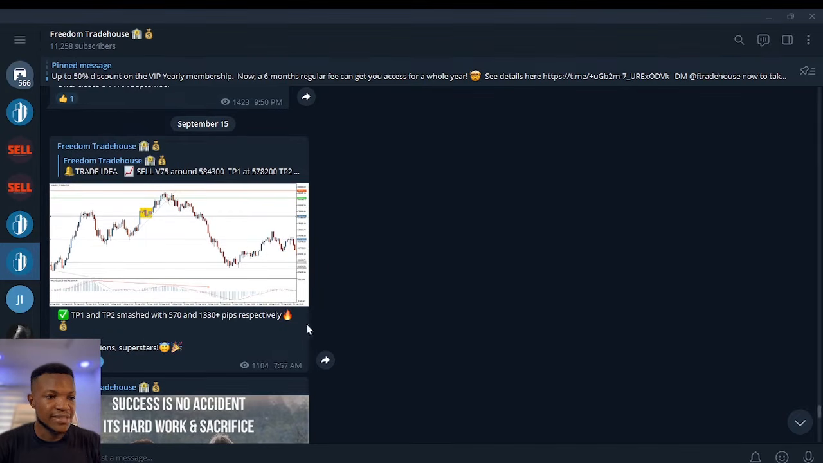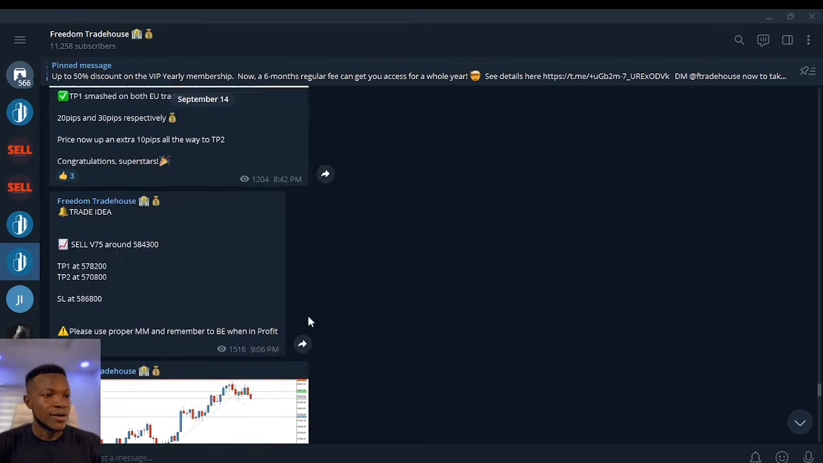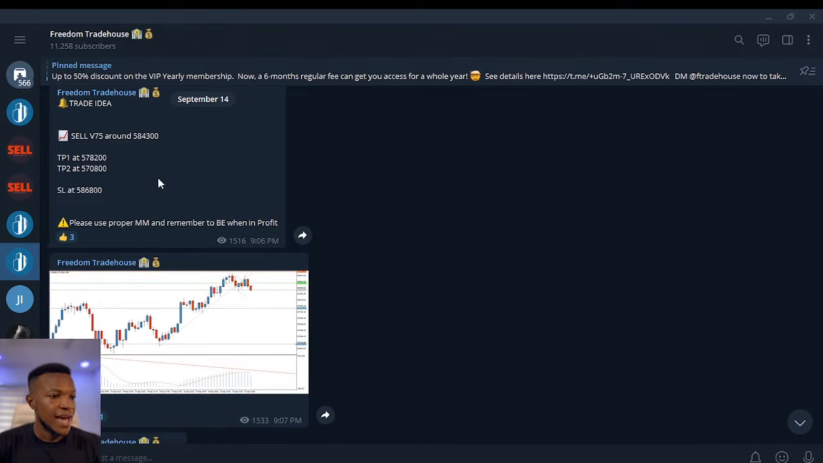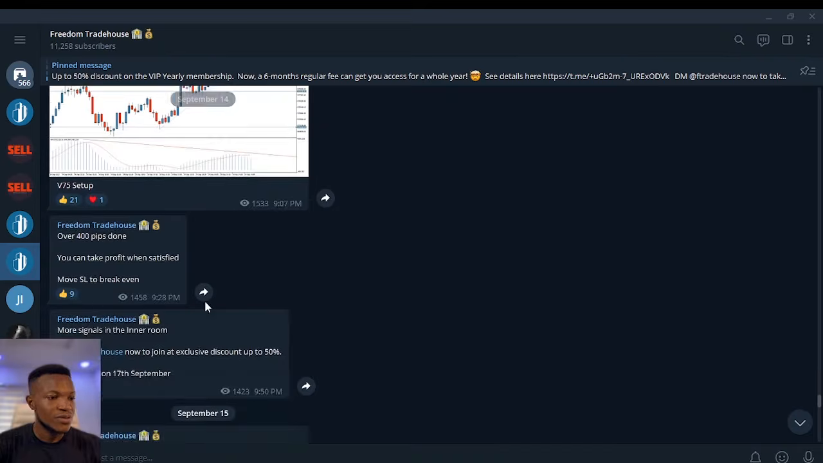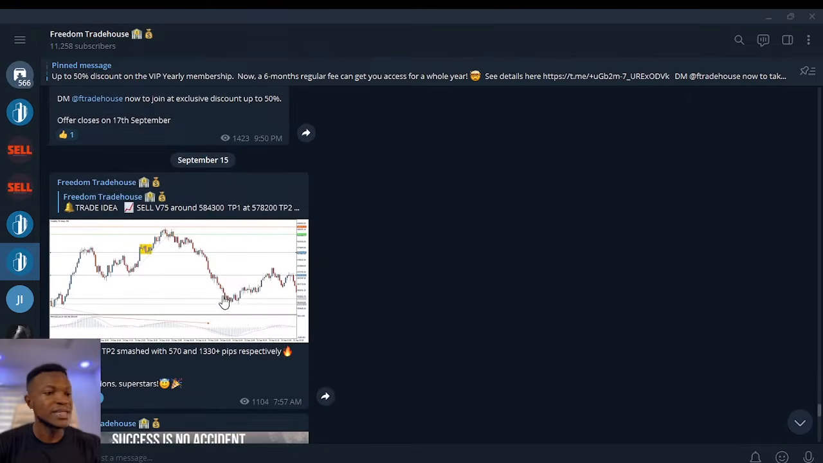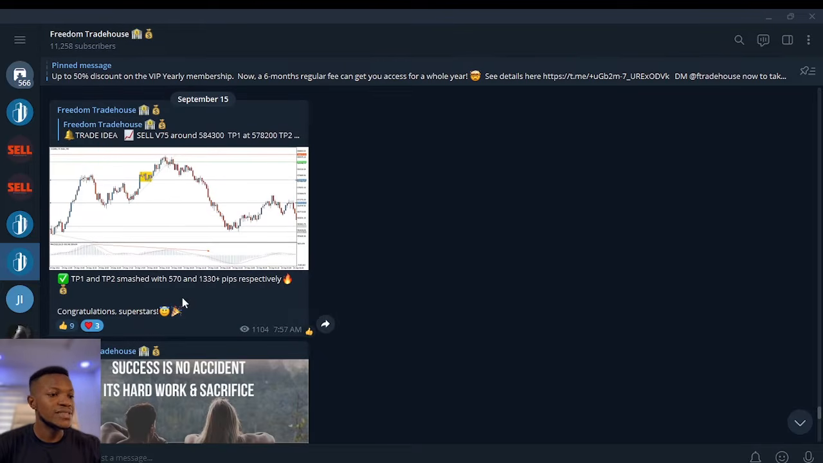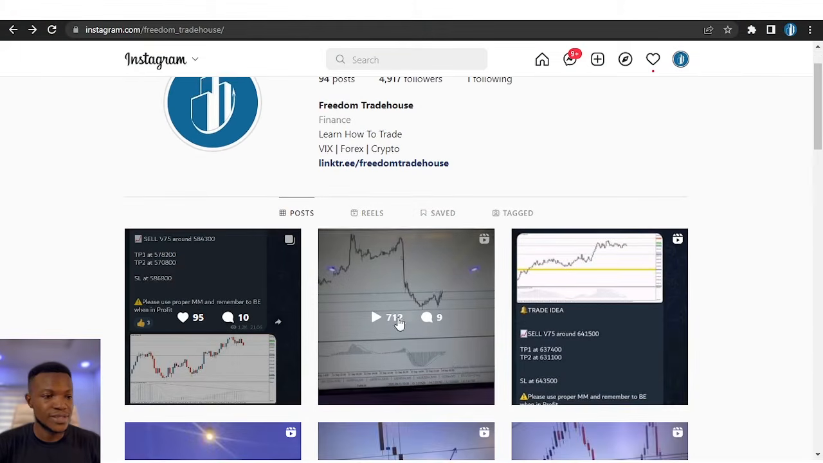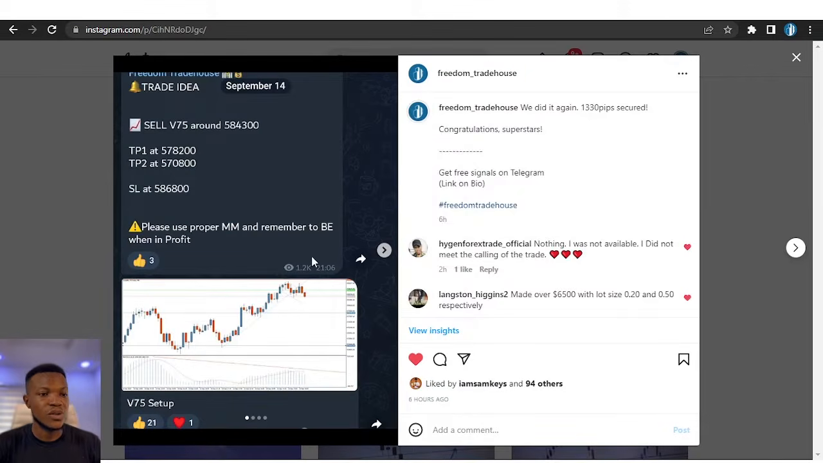We had this trade setup called, right? I called the trade setup yesterday, 14th of September, and the trade setup went over 400 pips down, to break even and so on. It went forth until the take profits, everything got smashed. You can see the setup, and also we can see the reaction of those who took the trade setup on Instagram here.